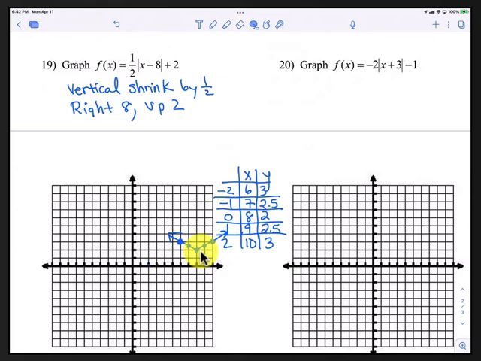Now, what is the domain and the range? Well, the domain goes to the left and right forever, so that's -infinity to infinity. And what is the range? Well, the range begins at y equals 2 and goes up towards infinity. So the range is 2 to infinity.